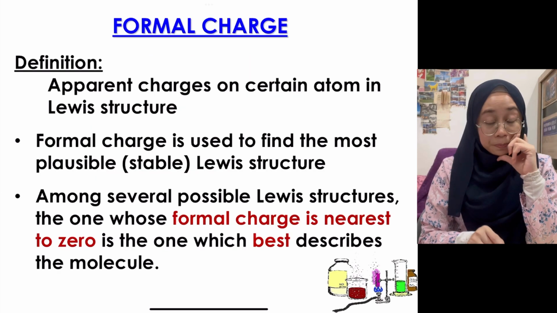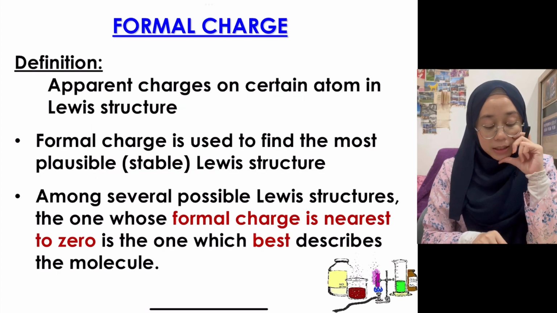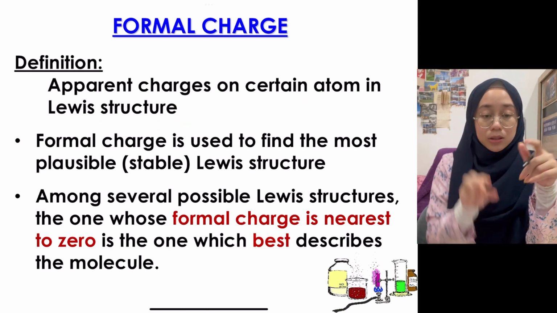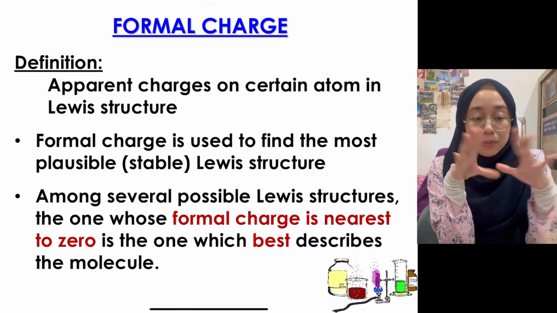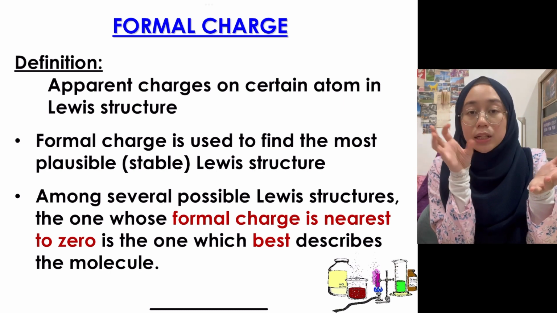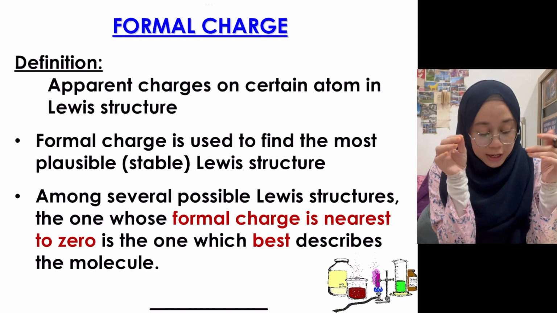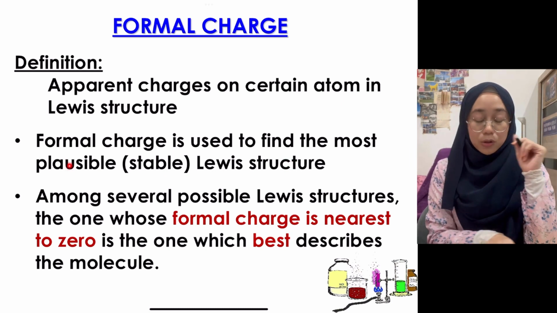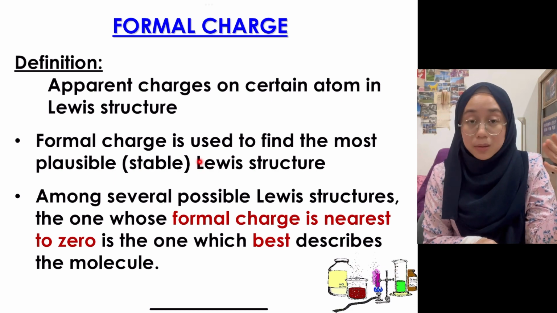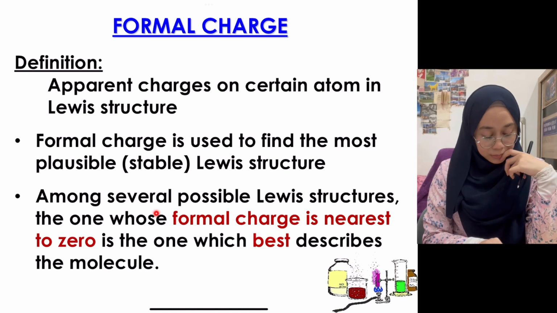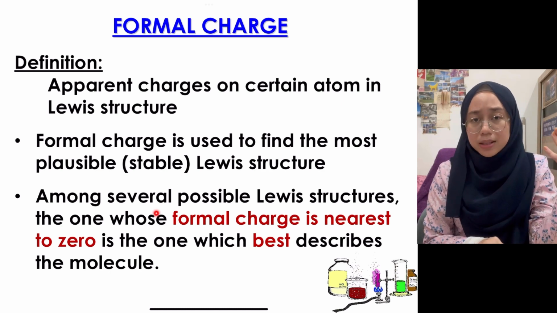Okay, so what is the definition of formal charge? It is the apparent charges on certain atom in Lewis structure. So setiap atom kita yang dalam satu molekul tu, setiap satu daripada diorang tu, sebenarnya diorang ada charge diorang masing-masing. Okay, so the formal charge is used to find the most plausible Lewis structure. So kamu akan dengar Miss sebut the most plausible now. So the most plausible is basically the best one. Okay, bila kita cakap the best one pula, because it is the most stable one.